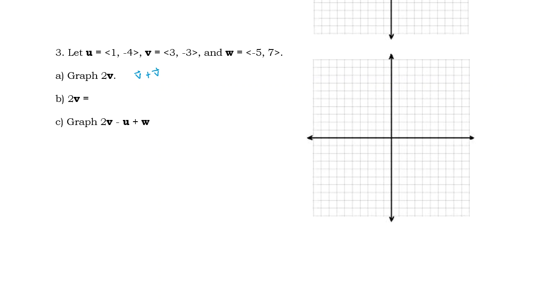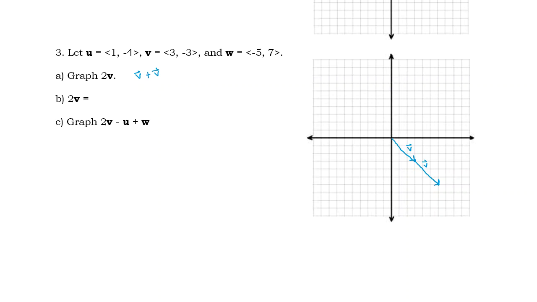So we'll start in standard position, and we will go over 3 and down 3. Over 3, down 3. So that'll be our terminal point in standard position, and our initial point will be at 0, 0. So there's one v. Now if I'm going to add another v onto that, I'm literally going to start where I left off, and that is vector v plus vector v.